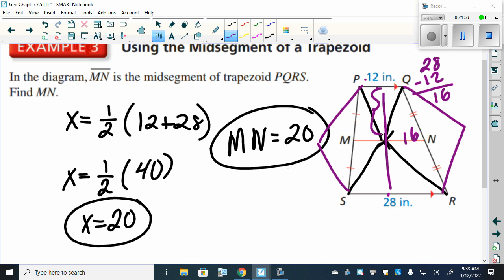8. So this distance here, if it's in the middle, would be 8, and this distance here would be, what's 12 plus 8? What's 28 minus 8? What was our answer? It will be in the exact middle between these two here. It will always be in the middle.